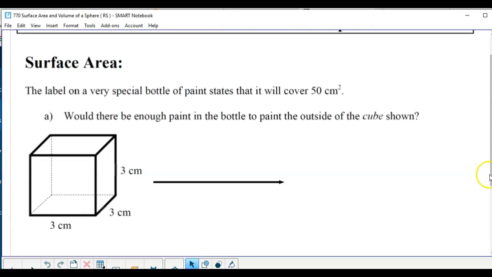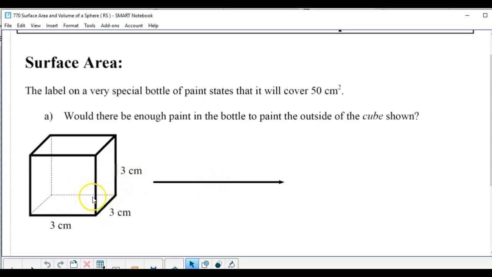It says the label on a very special bottle of paint states that it will cover 50 centimeters squared. Would there be enough paint in the bottle to paint the outside of the cube as shown? So think about back in junior high, you talked about the net of three-dimensional shapes. So what would the net look like?